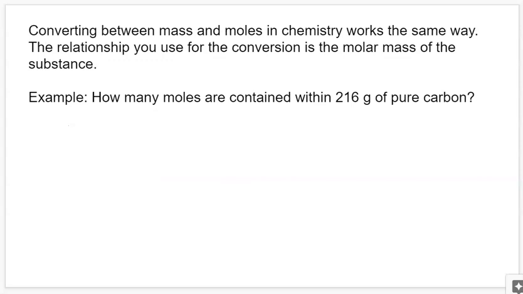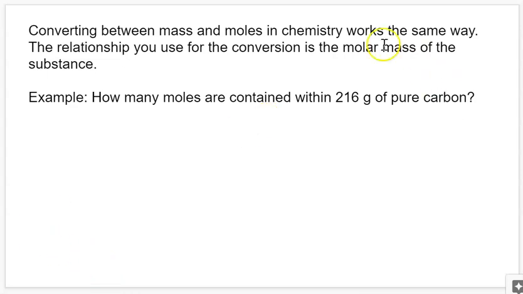All right, so converting between mass and moles in chemistry works the exact same way. So we can use our molar mass as a conversion factor, as a relationship between the two units of mass and moles. So for example, how many moles are contained within 216 grams of pure carbon? Well, if we look at the periodic table, we can see that carbon has a mass of 12.01 grams per mole, which we can use as our conversion factor.